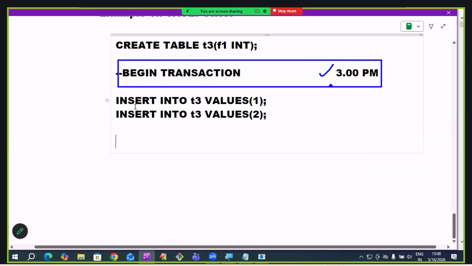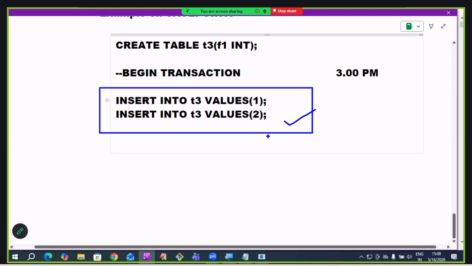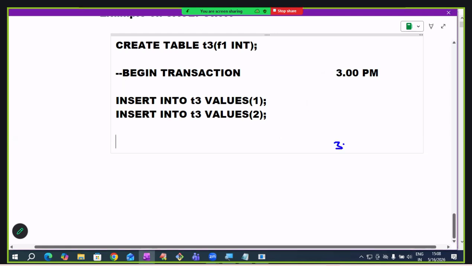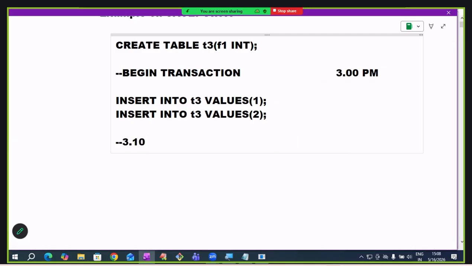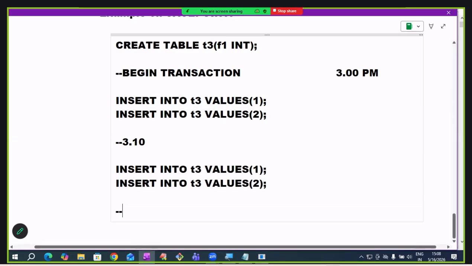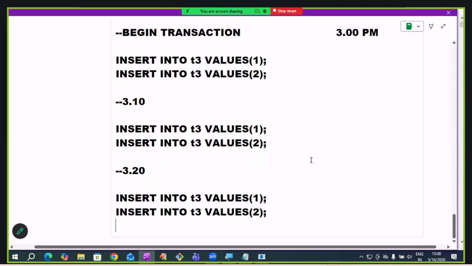Assume I performed some actions. Now the time is 3:10. Next, again I am performing. Transaction is not over, this is a big transaction. Again I am inserting some more actions. Now the time is 3:20. Again I am performing some more actions. Now the time is 3:30.